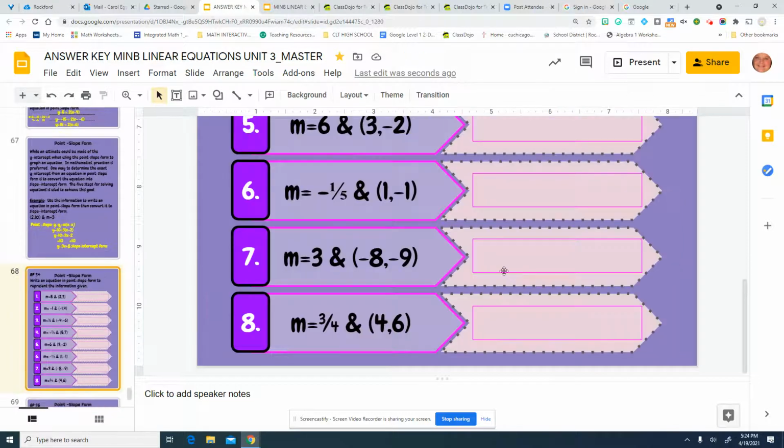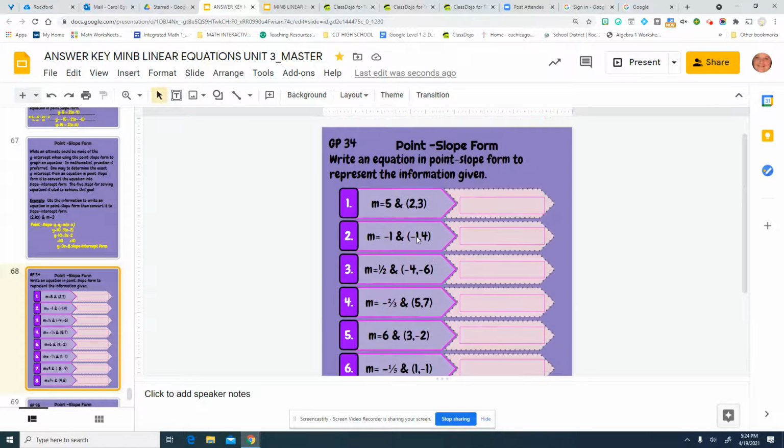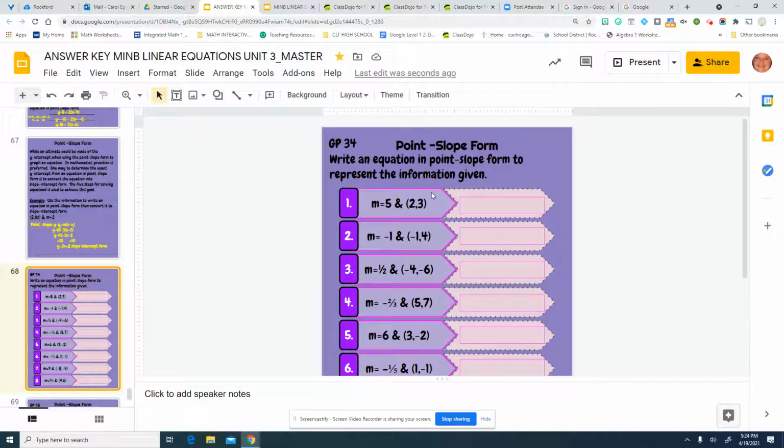So practice problems on page 68, I'm going to go back out so we can see the full page. Write an equation in point-slope form to represent the information given. So I didn't actually make you find the slope on any of these. I pretty much just gave you the slope and a point, and you have to write it. And when I say write it, I want it in clean form, meaning no double dashes should be left in your final written equation.